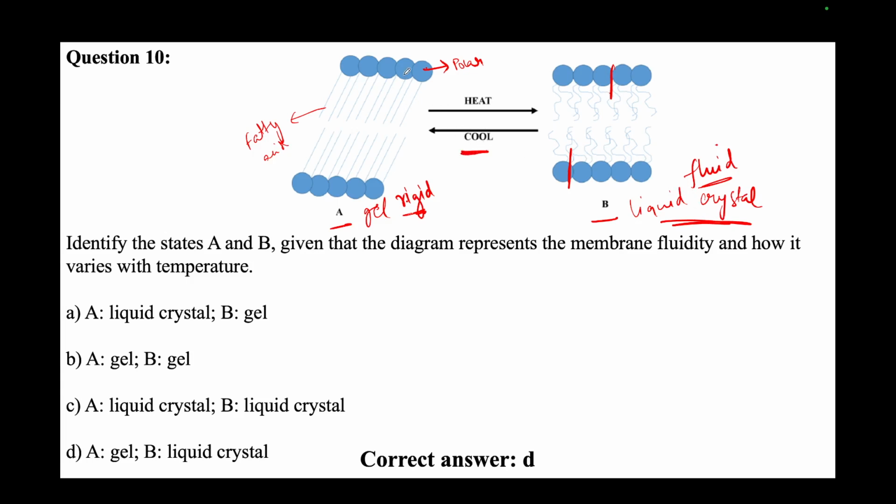So from this highly ordered structure, from this crystalline or gel structure, we get a liquid crystal or a fluid structure. Okay, so the correct answer is option D. This is clear?